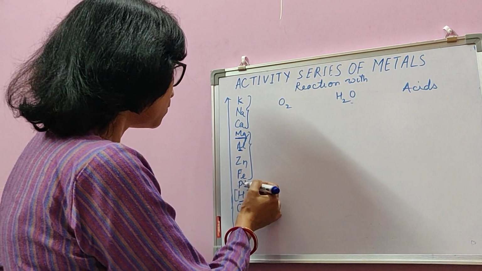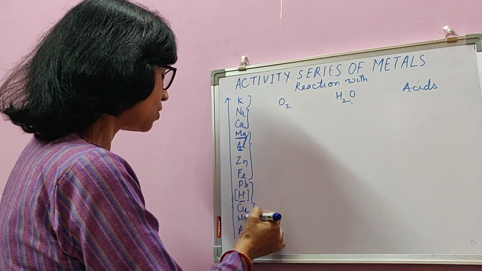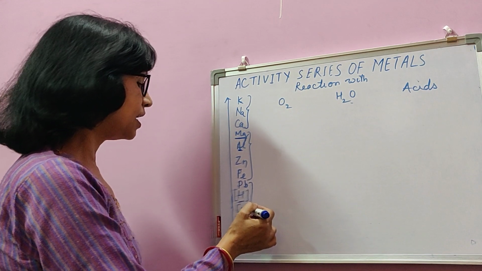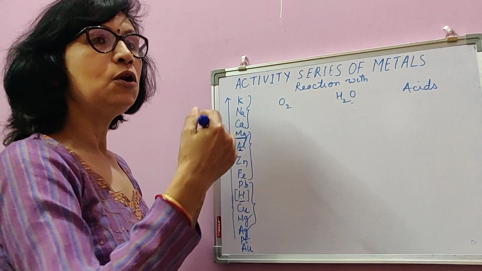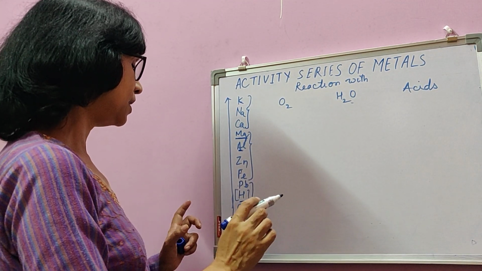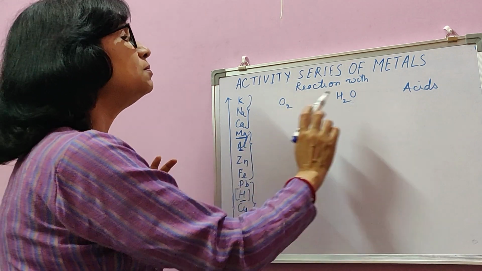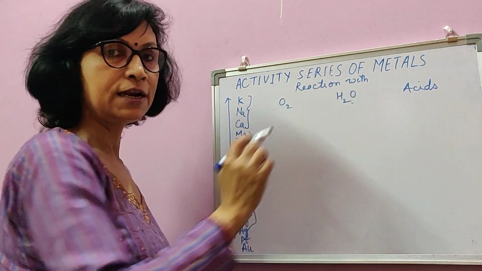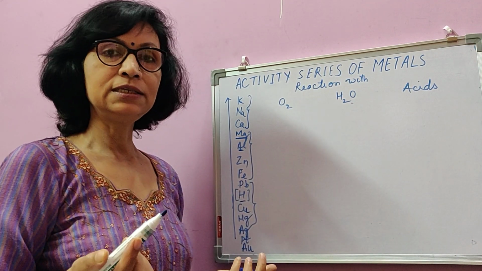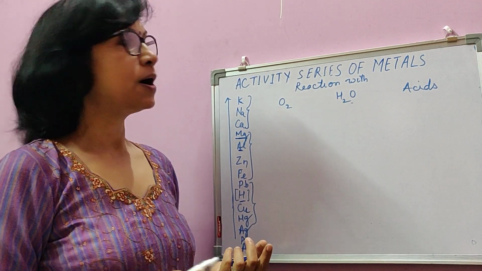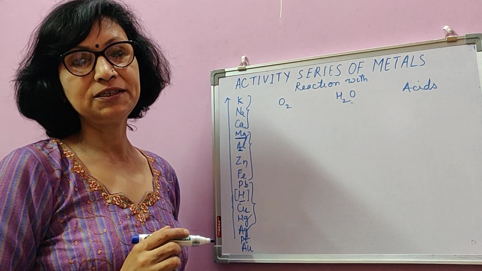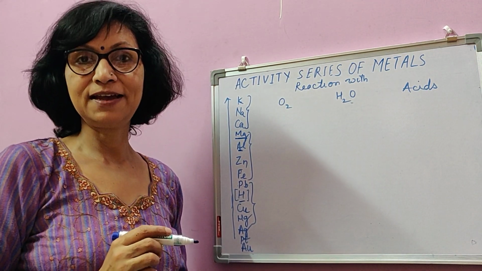If we come down to other metals like lead, copper, mercury, etc., they will hardly ever react with water, meaning they will not react with water to displace hydrogen. So for the comparative study of different metals, not only with oxygen, water and acid but with other substances, and to study their compounds, the activity series of metals is very important and helpful as well.